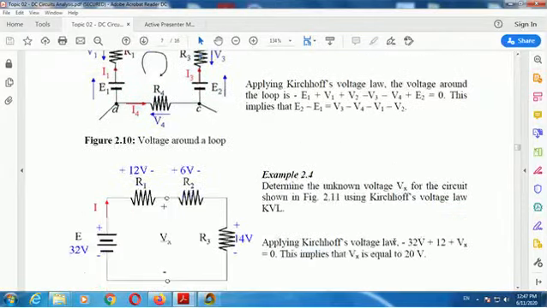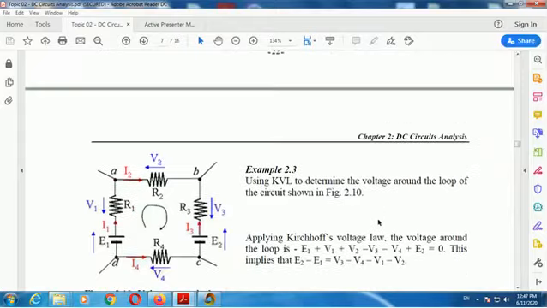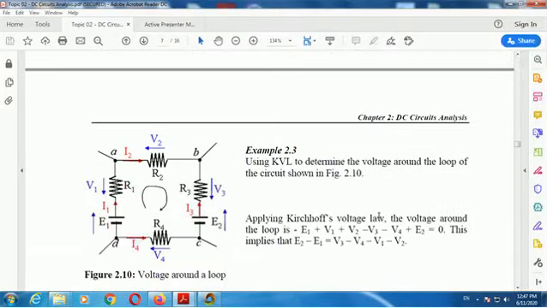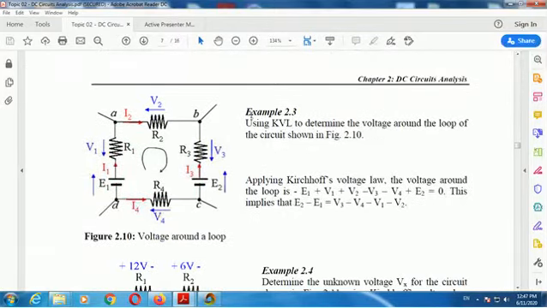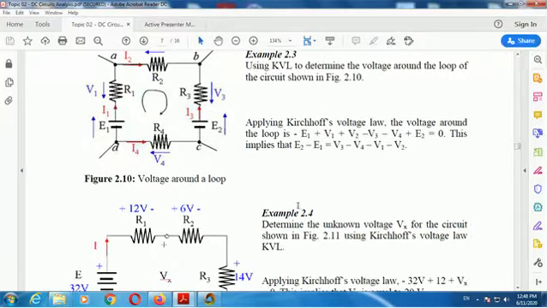Then we do the examples. We will cover the examples in detail in the official lecture: example 2.3 and example 2.4.